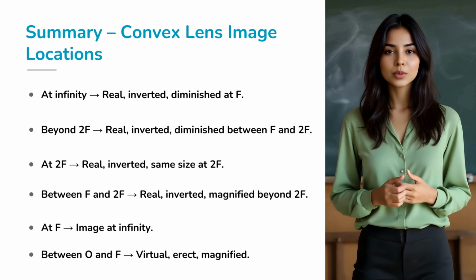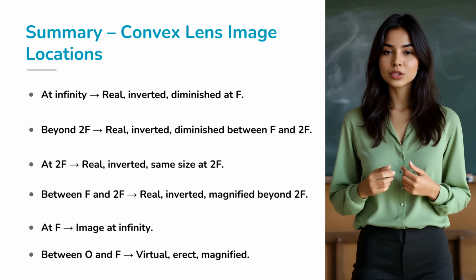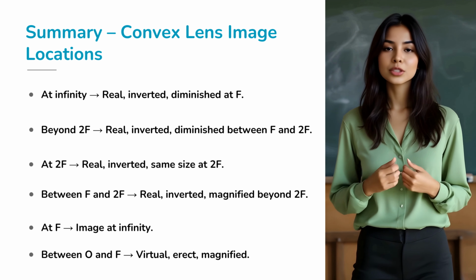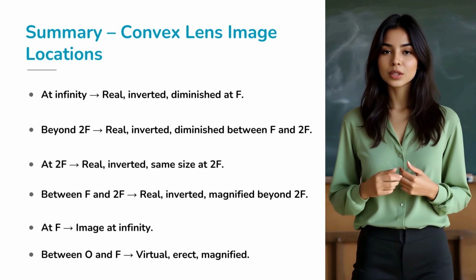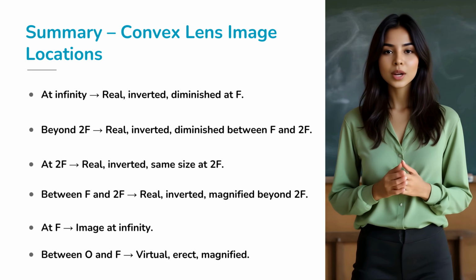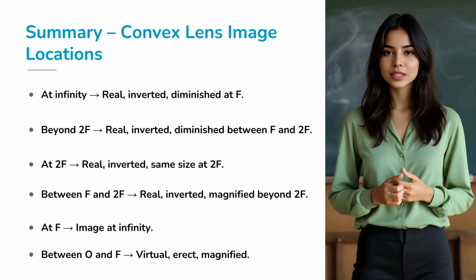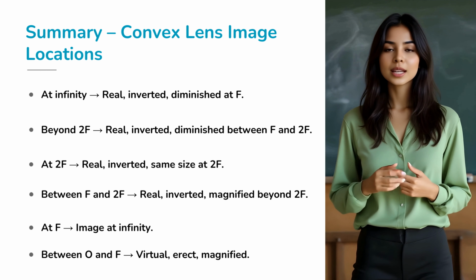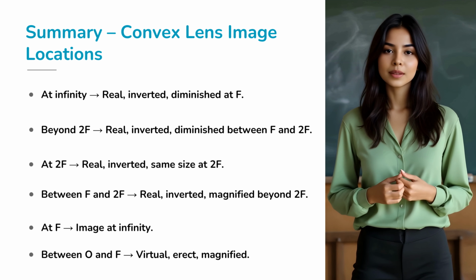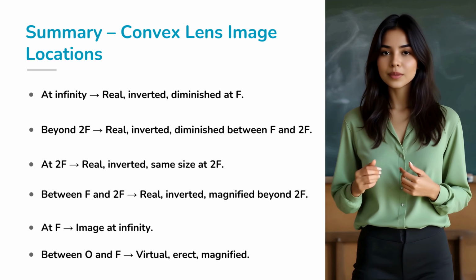Case 5. Object at f. The rays after refraction go parallel, so the image forms at infinity. This principle is used in searchlights and telescopes to create long, parallel beams. Case 6. Object between O and F. Here comes the special one. The rays diverge but appear to meet behind the lens, forming a virtual, erect, and magnified image. This is exactly how a magnifying glass makes small text look bigger.